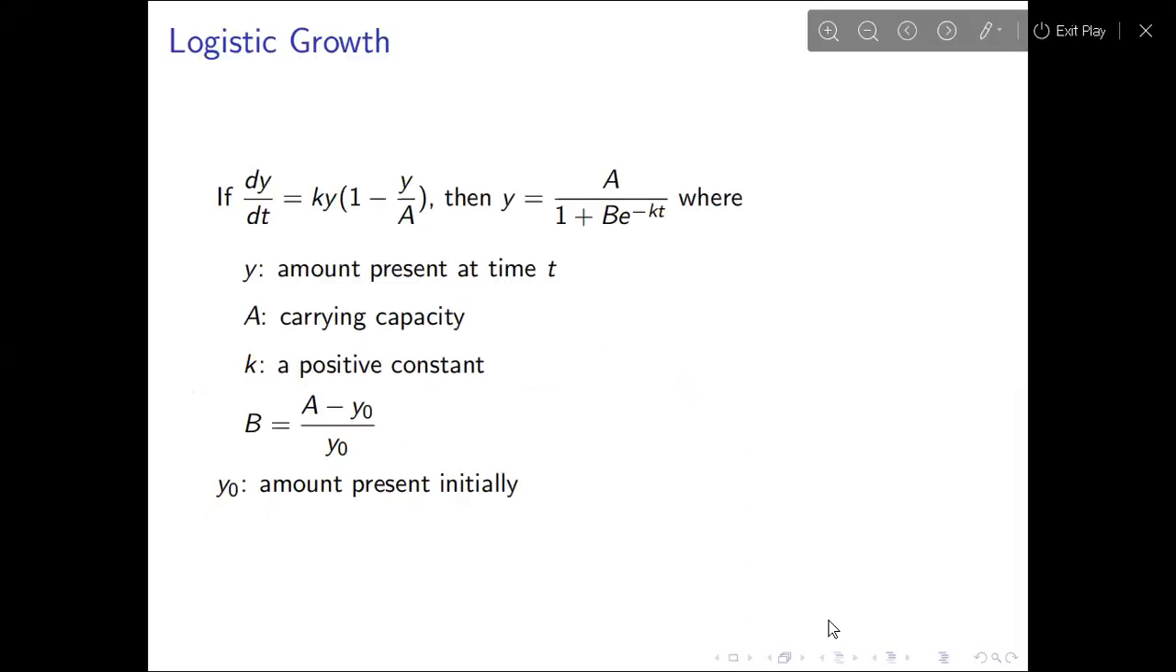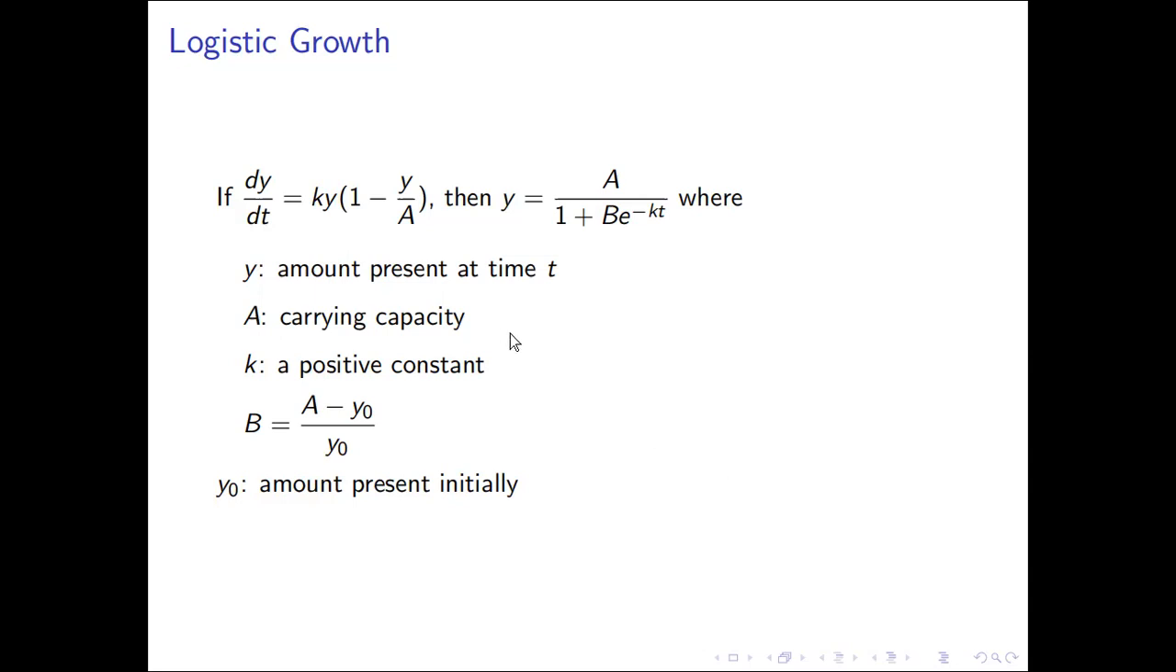Okay, we'll be discussing in this video one of the models of population, logistic growth. Last time I discussed exponential growth for population models. Now let me define what logistic growth is.